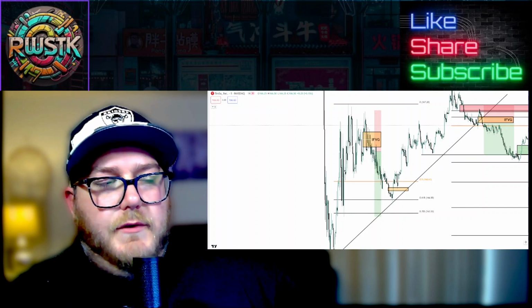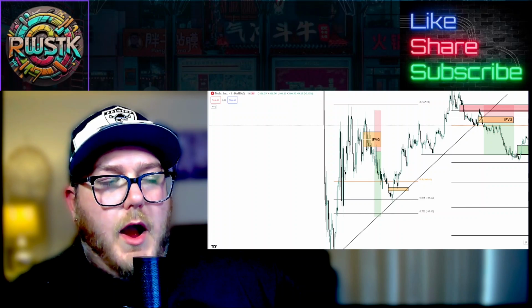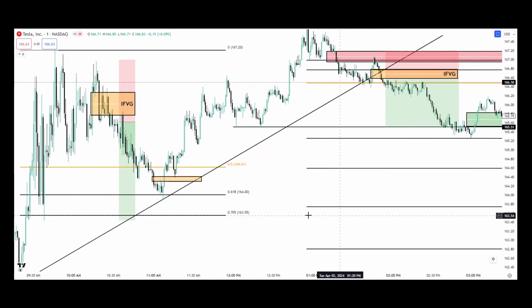First things first, we're going to look at some of the trades that we took in the premium section of the Discord, so I can break it down using the smart money concepts of why and how we took those entries. So if we're looking at the chart here, blow it up a little bit.